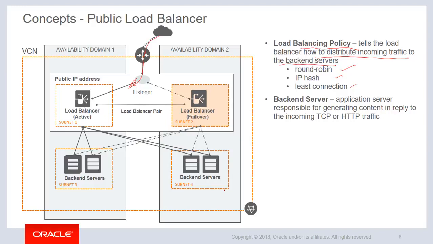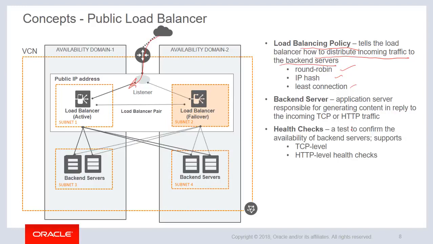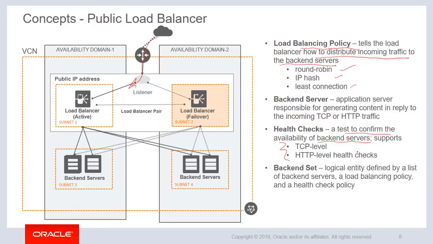There is something called a health check, which is a test to confirm the availability of backend servers. We support both TCP level and HTTP level health checks, and what it does is the load balancer is constantly checking the backend servers, and it's seeing if the backend servers are returning a response. If a particular backend server doesn't return a response, and you can define a threshold of how many responses and how much time between responses you are expecting, you could take out that backend from the load balancer, and the load balancer will stop sending traffic to that particular backend.